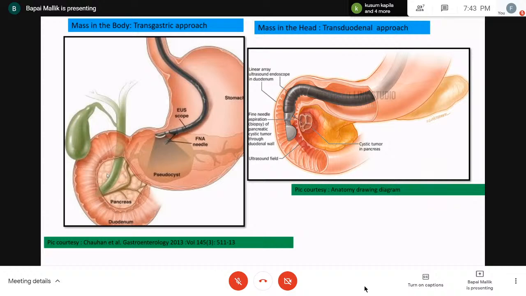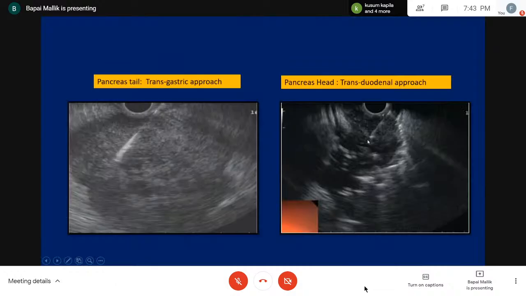So there's a couple of diagrams here to show you how lesions in the body and tail of the pancreas are approached through the transgastric route, whereas those which are located in the head of the pancreas and uncinate process are approached through the transduodenal route. So these are a couple of pictures showing you a lesion in the tail of the pancreas going through the transgastric route, and the other one, a lesion in the pancreatic head going through the transduodenal route.